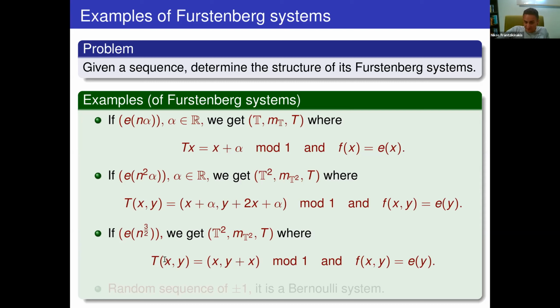And notice that if I take nth powers of this, I will not see n to the 3/2, I will just see x, y plus n x. Nevertheless, they have the same statistics. So sometimes you may have to think a bit to see what is really going on.